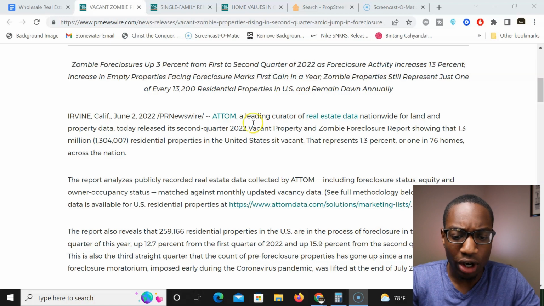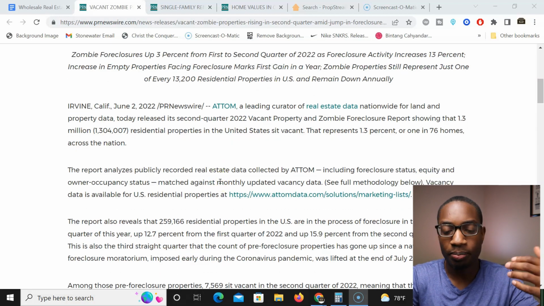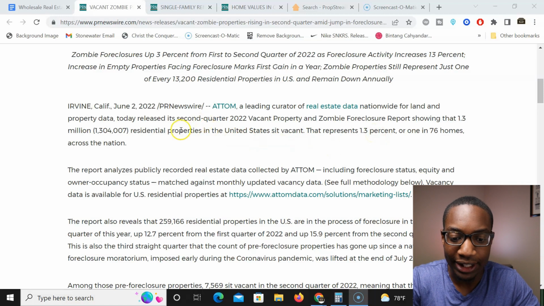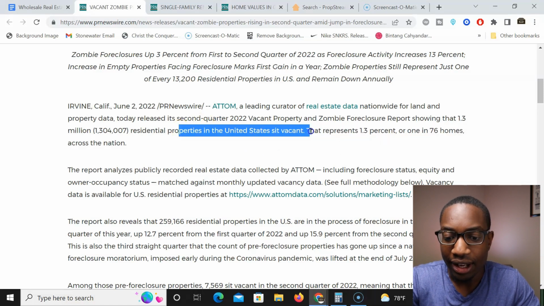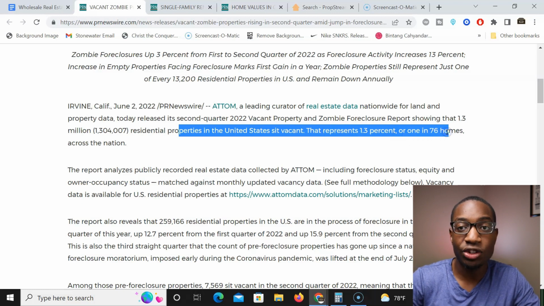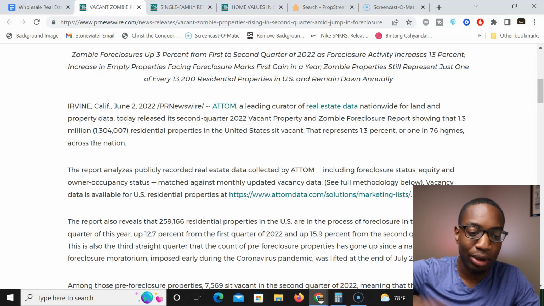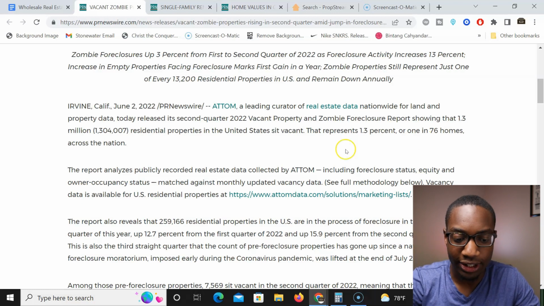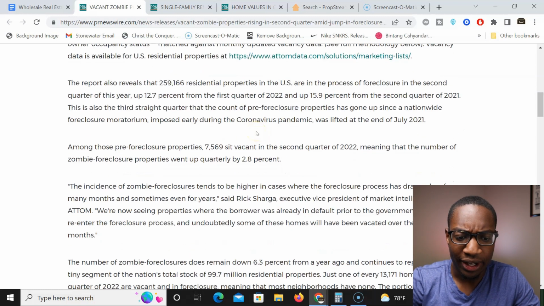And so here in this article, it just talks about zombie properties. First of all, it talks about vacancy. So right now, there's 1.3 million residential properties in the United States that sit vacant. That's 1.3%, 76 homes. So that's very interesting. So just your basic vacant properties are still out there for us to go after, and everything like that.